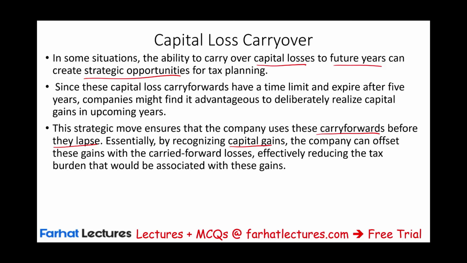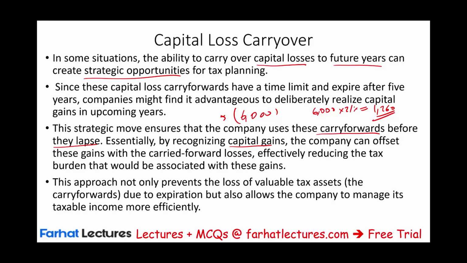So when do you use them up? Well, once we have capital gains, we can start to wipe out those capital losses. The company can offset these gains with the carryforward losses, effectively reducing the tax burden. So simply put, assuming the 21% tax rate remains, $6,000 times 21% gives a potential future savings of $1,260.